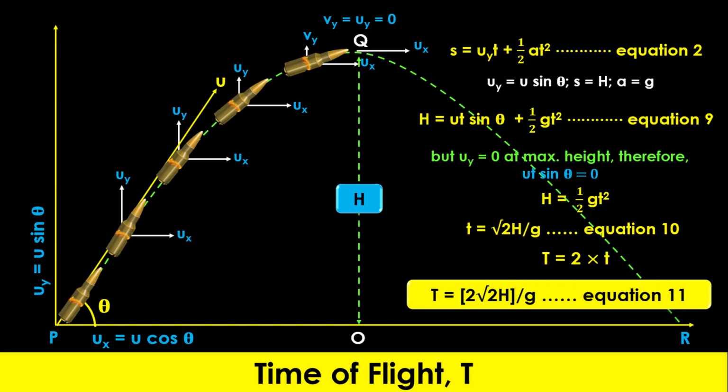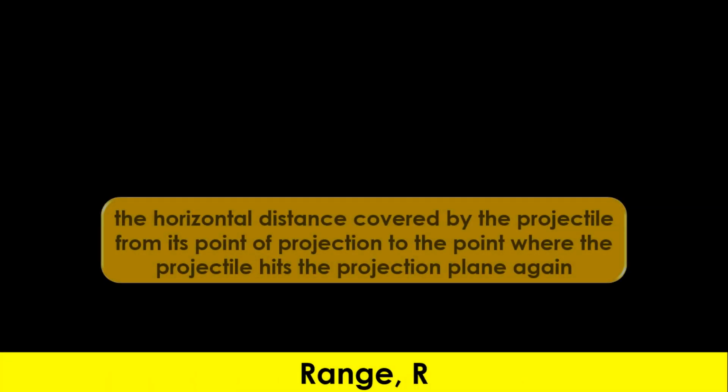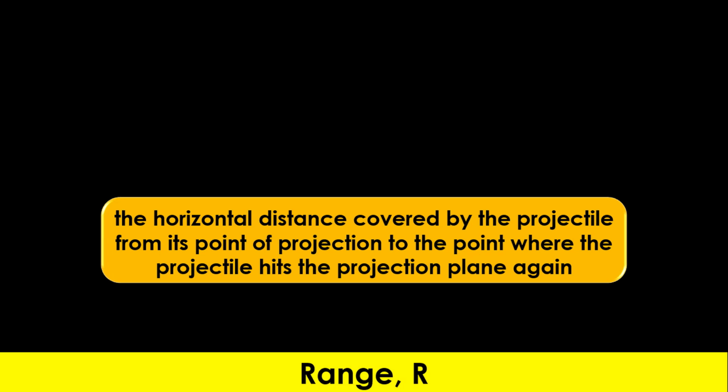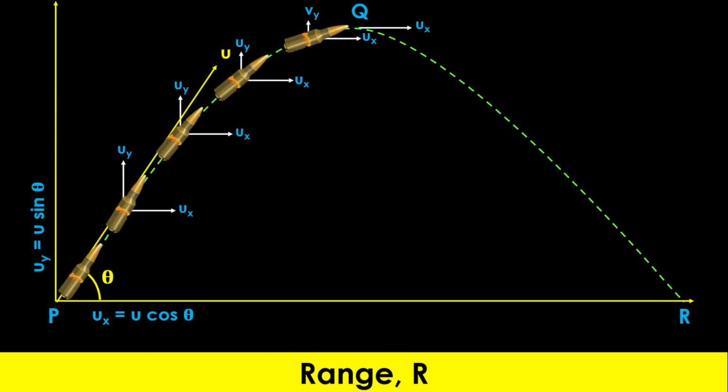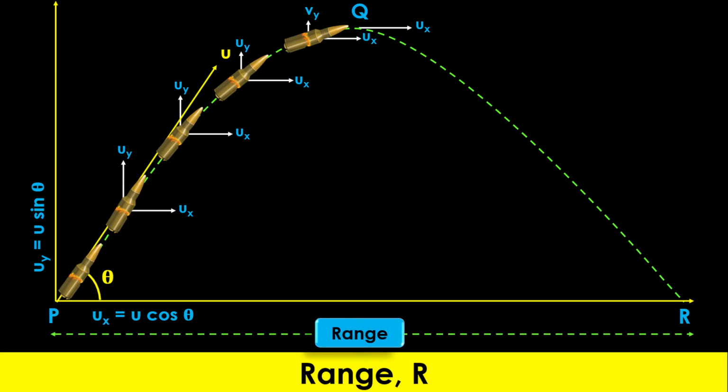The last parameter we'll be considering in this lesson is the range. The range is the horizontal distance covered by the projectile from its point of projection to the point where the projectile hits the projection plane again. In an illustration, the range is distance PR.